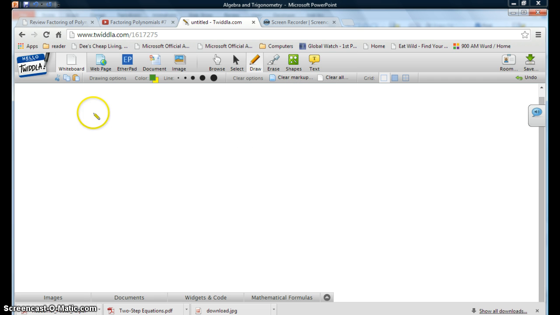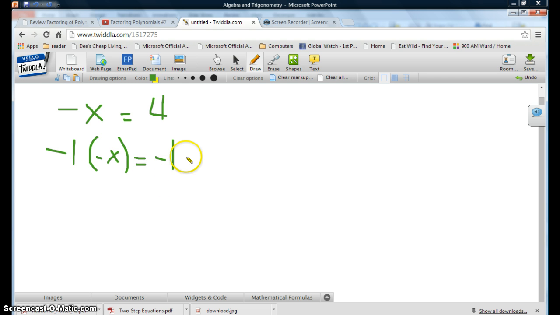Okay, the next equation is minus a variable. So what happens when you have a minus in front of a variable? It is assumed when you have a minus in front of a variable that there's a 1 there. So you have to put minus 1 times minus x equals minus 1, because what you do to one side, you have to do to the other, times 4. On this particular side, this gives me x equals minus 4.